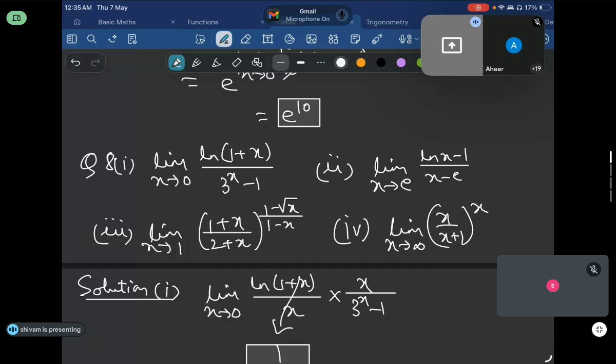Ronak, this is the answer of part 4 or part 2? Sir, part 3. No, part 3 is not correct. Part 3, this is not 1 to the power infinity form. Sir, I have deleted that message. I haven't sent any answer. Okay, okay. Is Soham right answer? Ahir right answer?